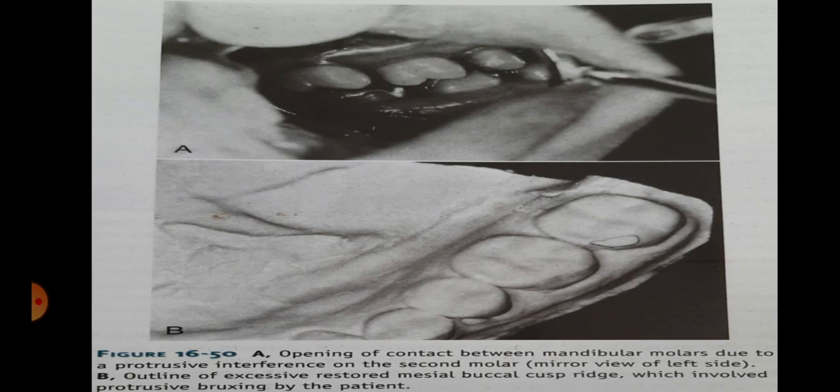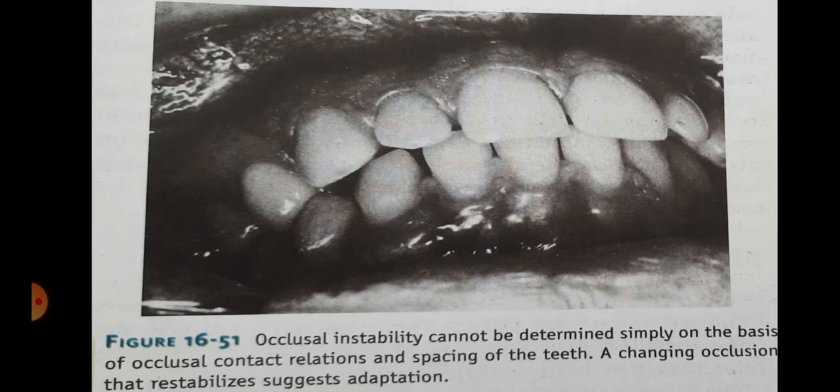Now, a tendency exists to assume that a particular arrangement of teeth is unstable. You can see in figure 16.51 that occlusal instability cannot be determined simply on the basis of occlusal contact relations and spacing of the teeth. A changing occlusion that restabilizes suggests adaptation.